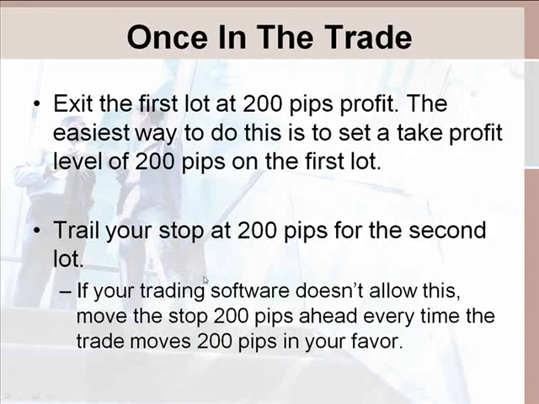And once we're in the trade, we exit the first lot at 200 pips profit. So once the trade has moved in our favor 200 pips, we're going to exit our first lot. And of course, the easiest way to do that is just to set a take profit on one lot that you've traded. And for the second lot, once your first lot is profitable, you move your stop to the break-even point, and then you're going to trail your stop loss at 200 pips for the second lot. And again, if your trading software doesn't allow trailing stops, move the stop loss 200 pips ahead every time the trade moves in your favor by 200 pips.